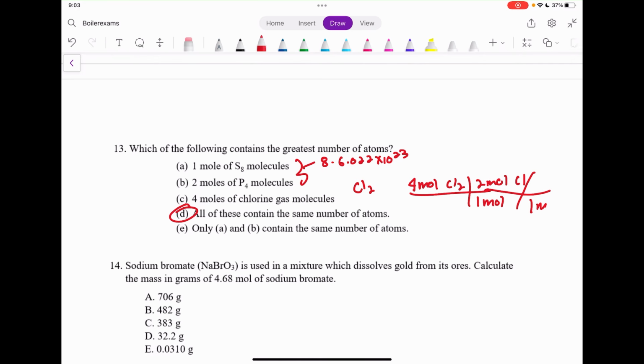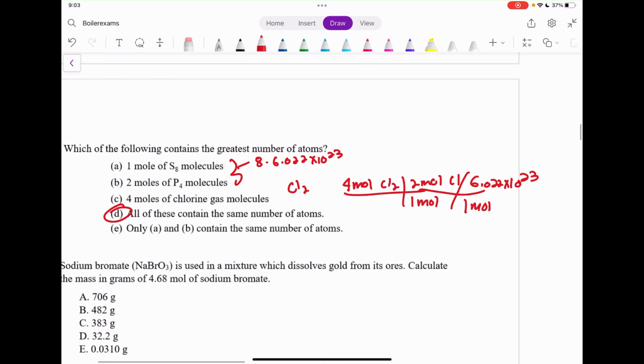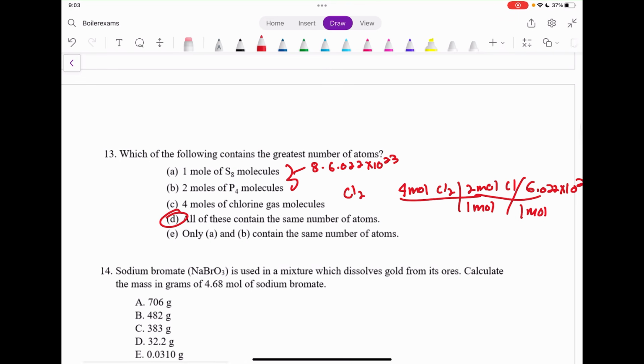Okay, well, I was almost tricked. They all have 8 times Avogadro's number worth of atoms. So you could tell just by looking at it. Also, you need to know here that chlorine is diatomic. It's a diatomic element, so when it's in its elemental form, it's going to form Cl2. And you can just do the unit conversions to figure out that they're all going to have 8 times Avogadro's number worth of atoms. So 13D.